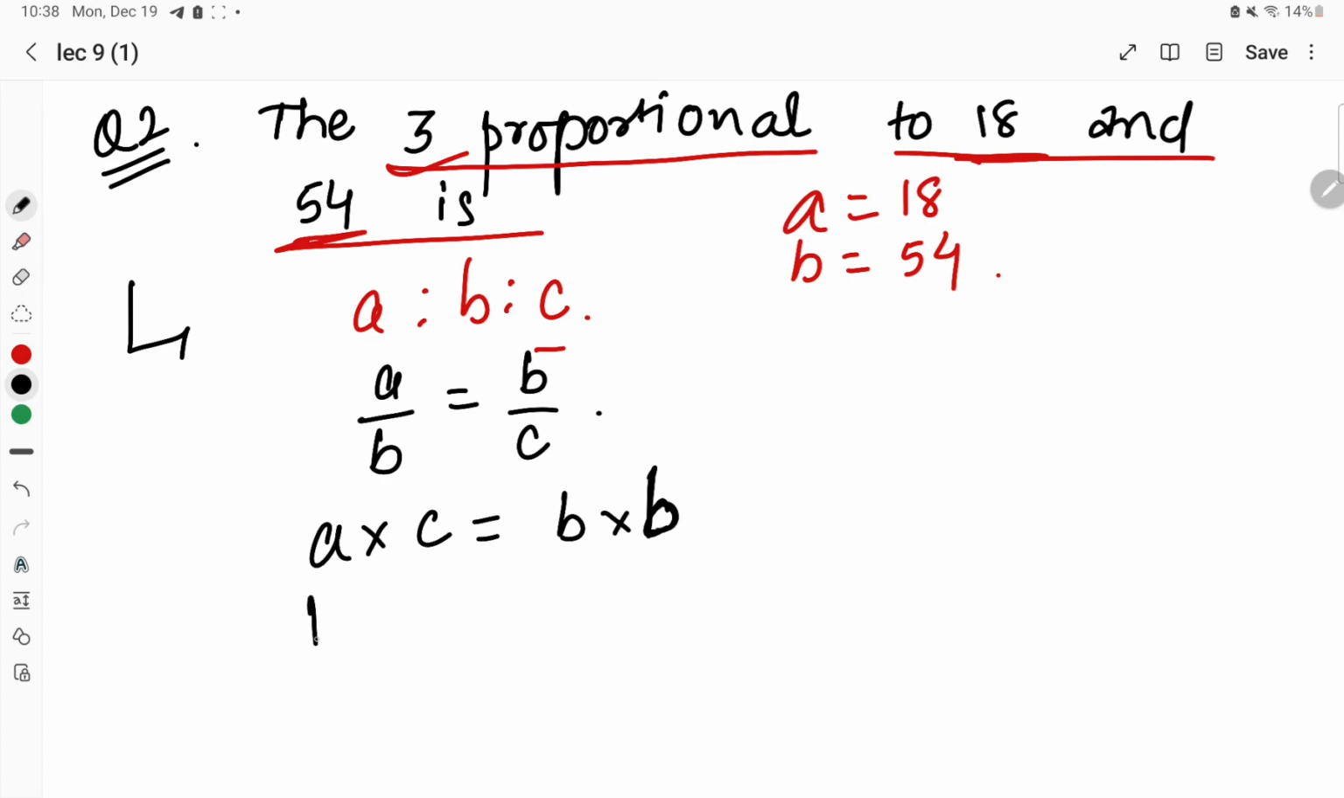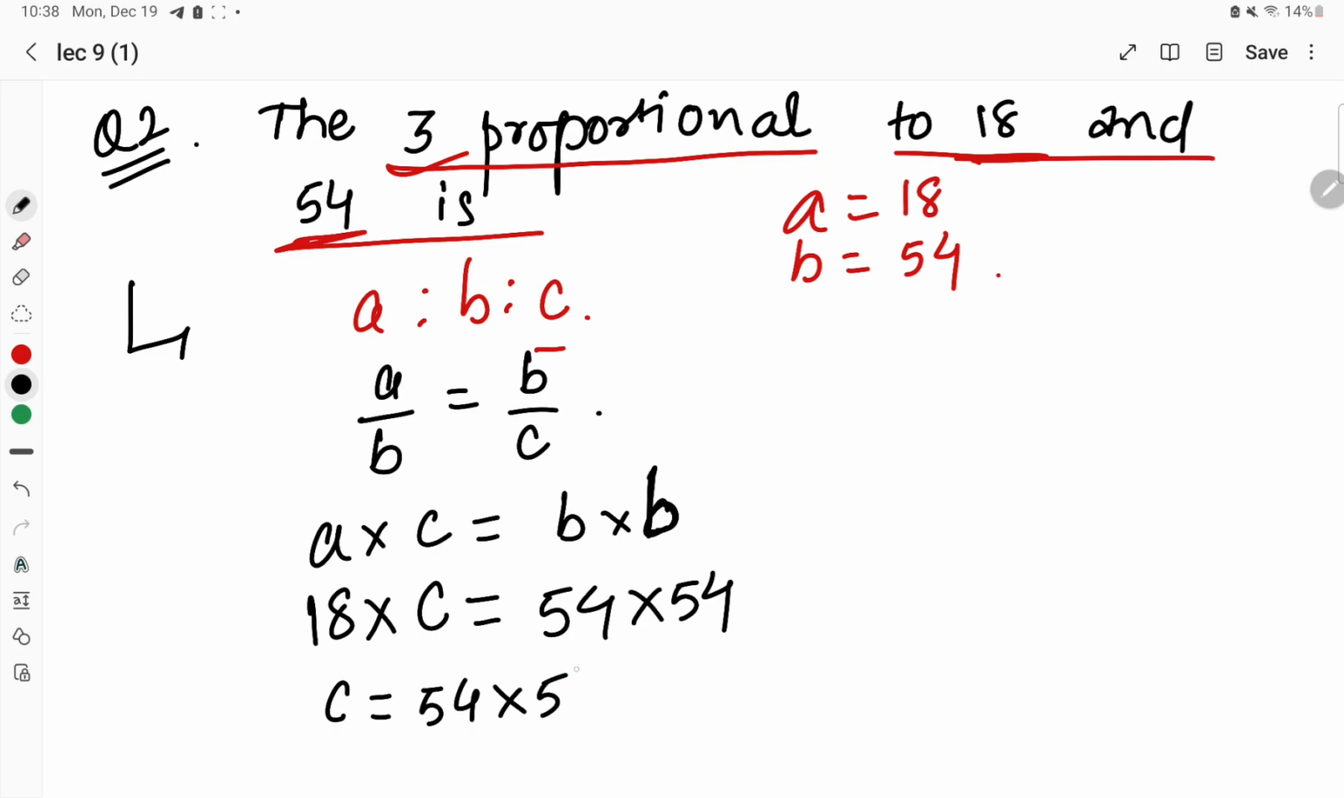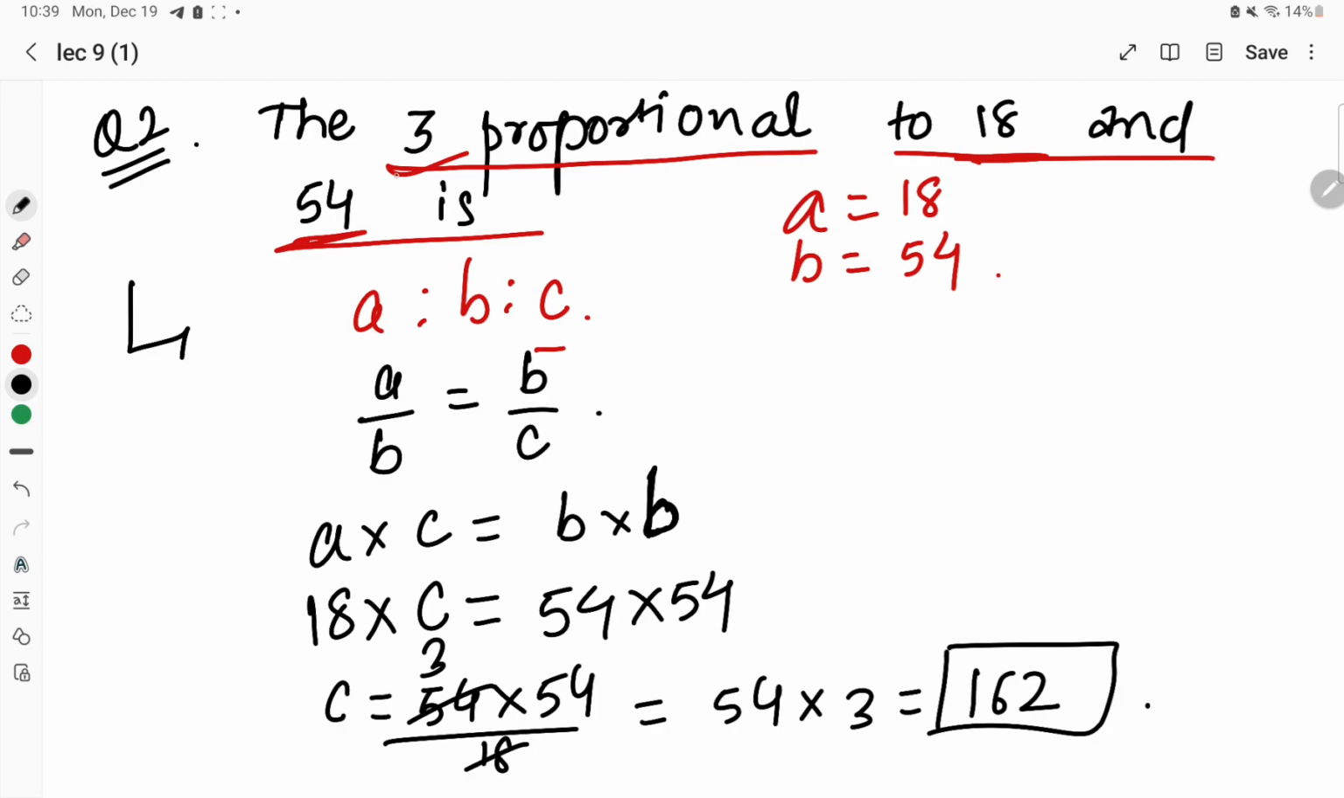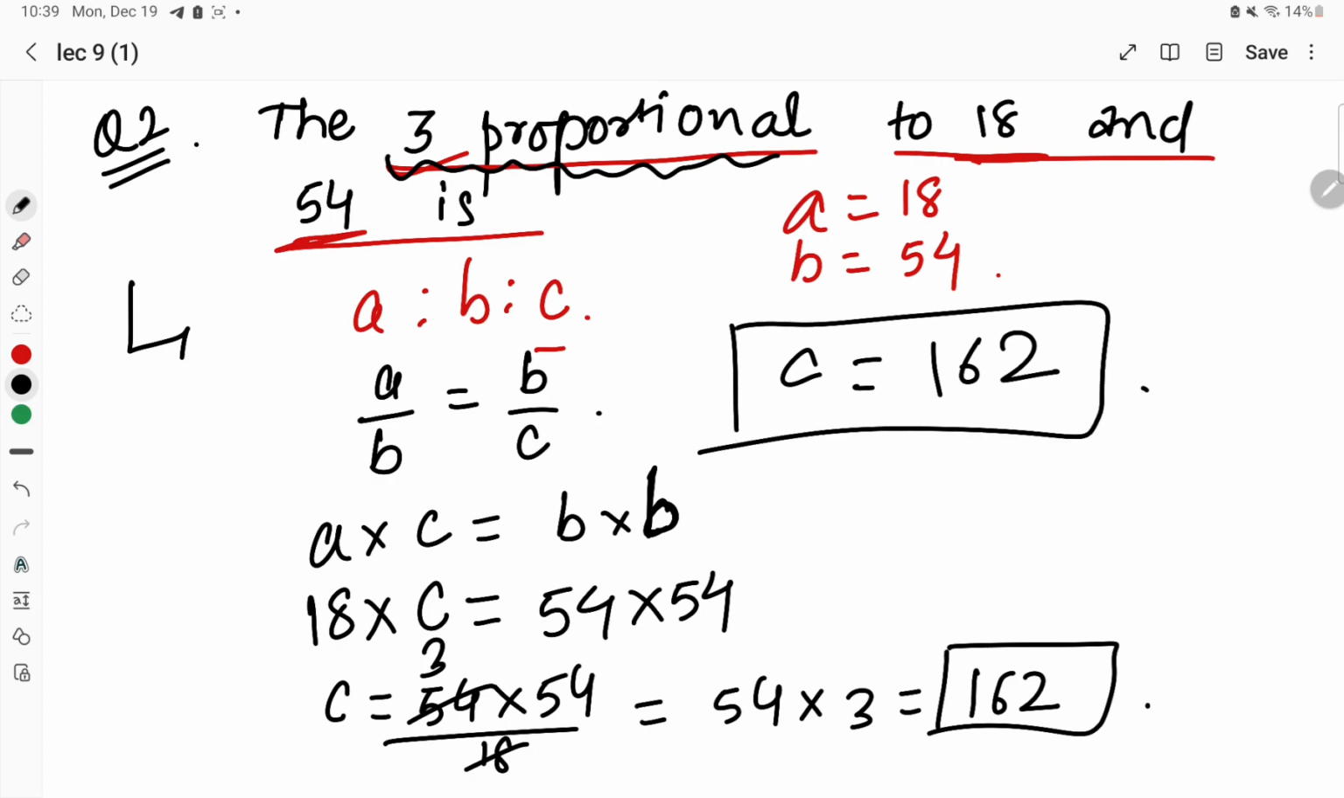So, A is what? 18. C is what? We don't know, the third proportional that we have to calculate. The value of B is 54 into 54. So the value of C will be, take all these values on the other side, 54 by 54 into 18. 18 3s are 54. 54 into 3 is equal to 162. So the third proportional will be equal to 162. This is how we calculate.